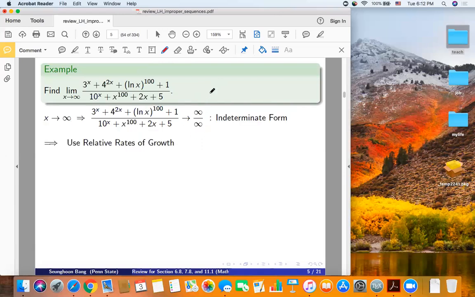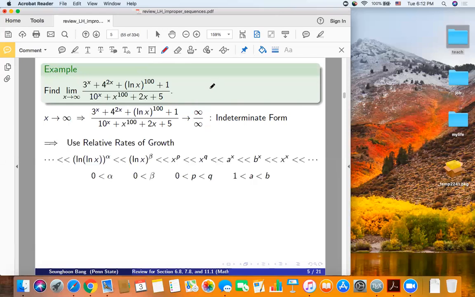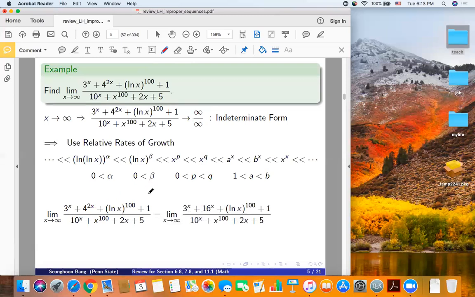So we use relative rates of growth. You can use a table, which is better. So how can you decide this kind of thing? You can decide which one is the first one. You can change this to only one base. This is 4 squared to the power x, and 4 squared is 16, so 16 to the power x. You can change it, so we have it like this.